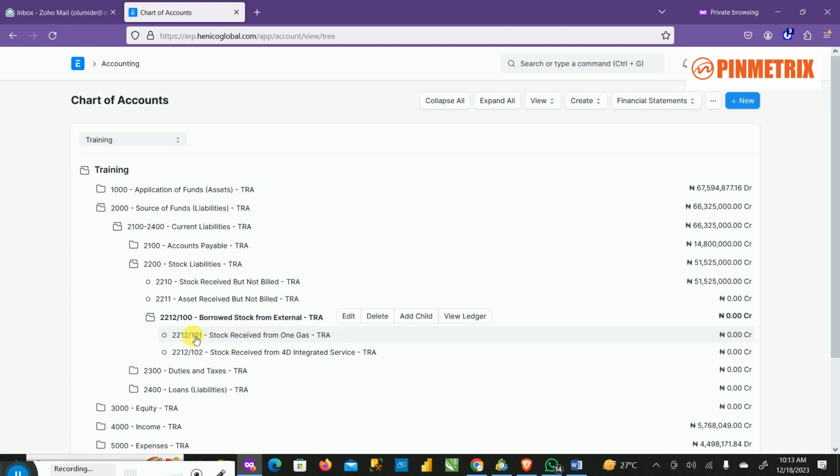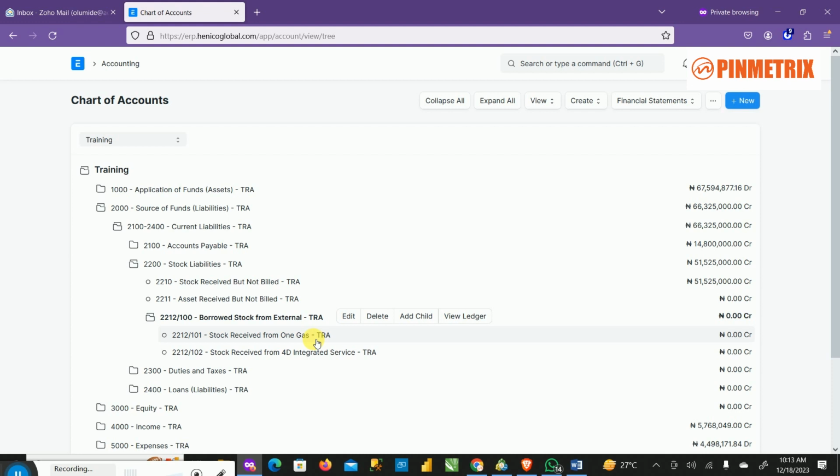So this account will then be credited, depending on the party that is involved. That is either your competitor or your friend, depending on who is involved. So why we split this is just for us to make the reconciliation easier.